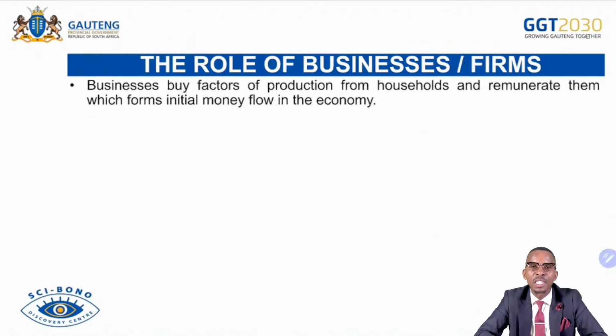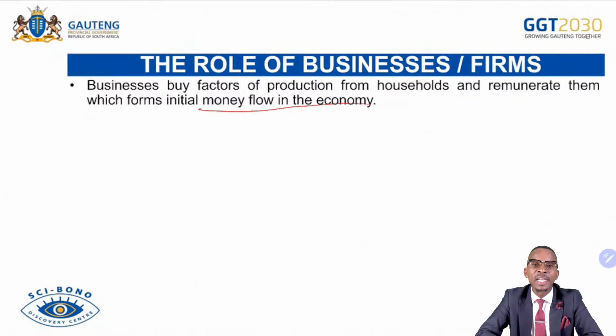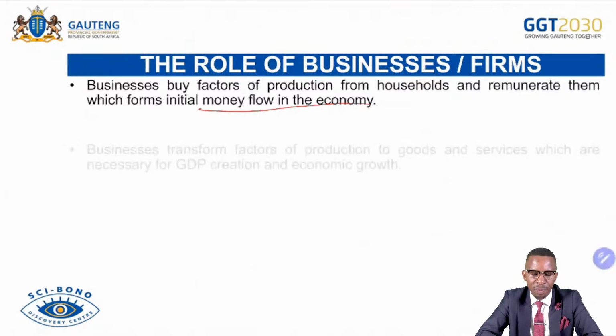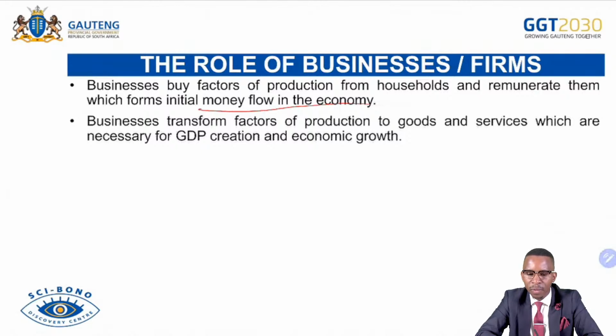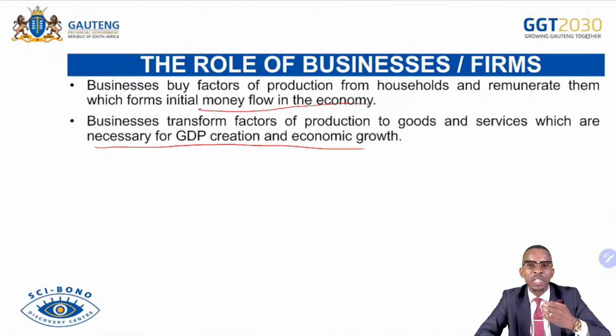Then businesses. What are the businesses doing positively in the economy? We know that they purchase factors of production from households via the factor market and pay for them, which results in what we call the money flow in the economy. So they formulate the flow of money in the economy because after households have sold their factors of production, they are paid, which creates money flow in the economy that can go further to other participants. Businesses transform factors of production into goods and services which are necessary for GDP creation as well as economic growth. After those factors of production have been transformed by businesses, they will be calculated as final goods and services in the economy, which will contribute to the GDP of the country as well as economic growth.